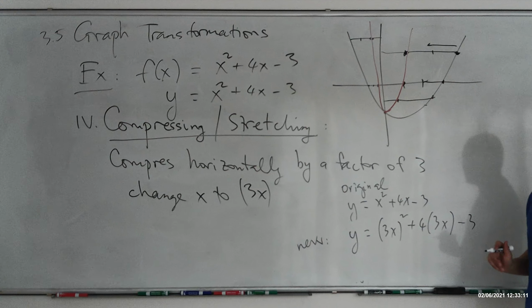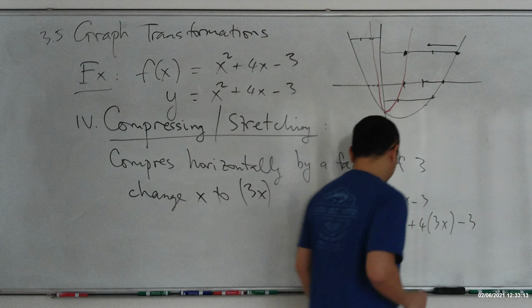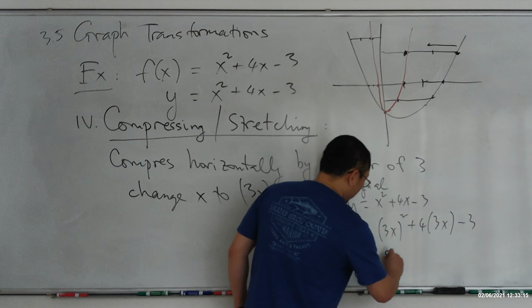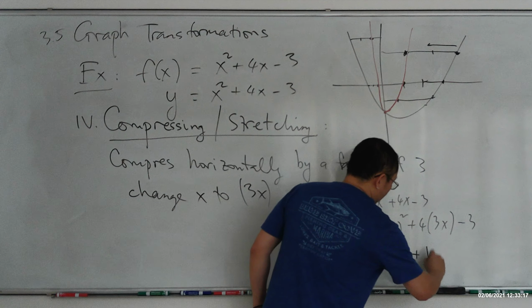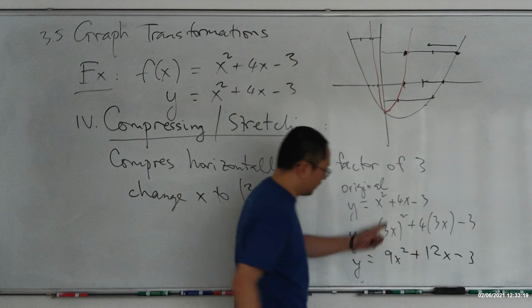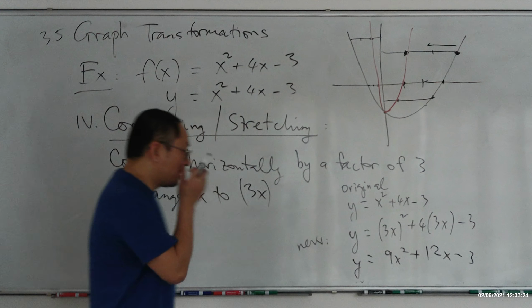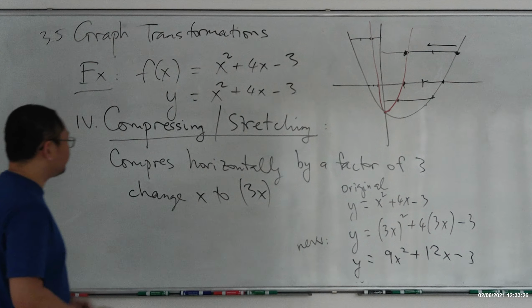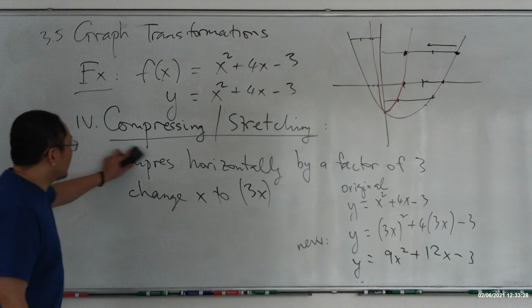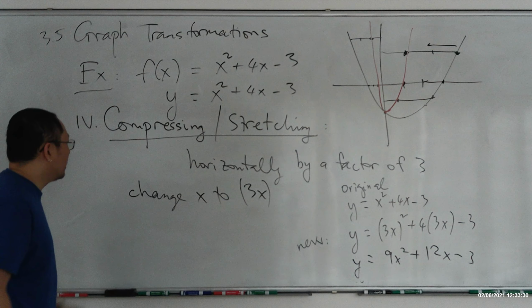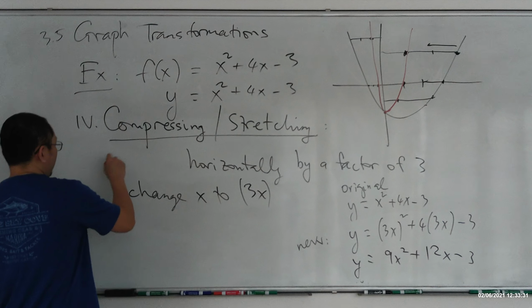Of course, you go ahead and simplify. Then you have the answer. This one is going to be y equal to 9x squared plus 12x minus 3, and 3 squared is 9. Okay, but I'll leave the algebra part for you guys to do. I'll just show you the technique. Okay, last thing. Instead of compressing, you can do stretch.